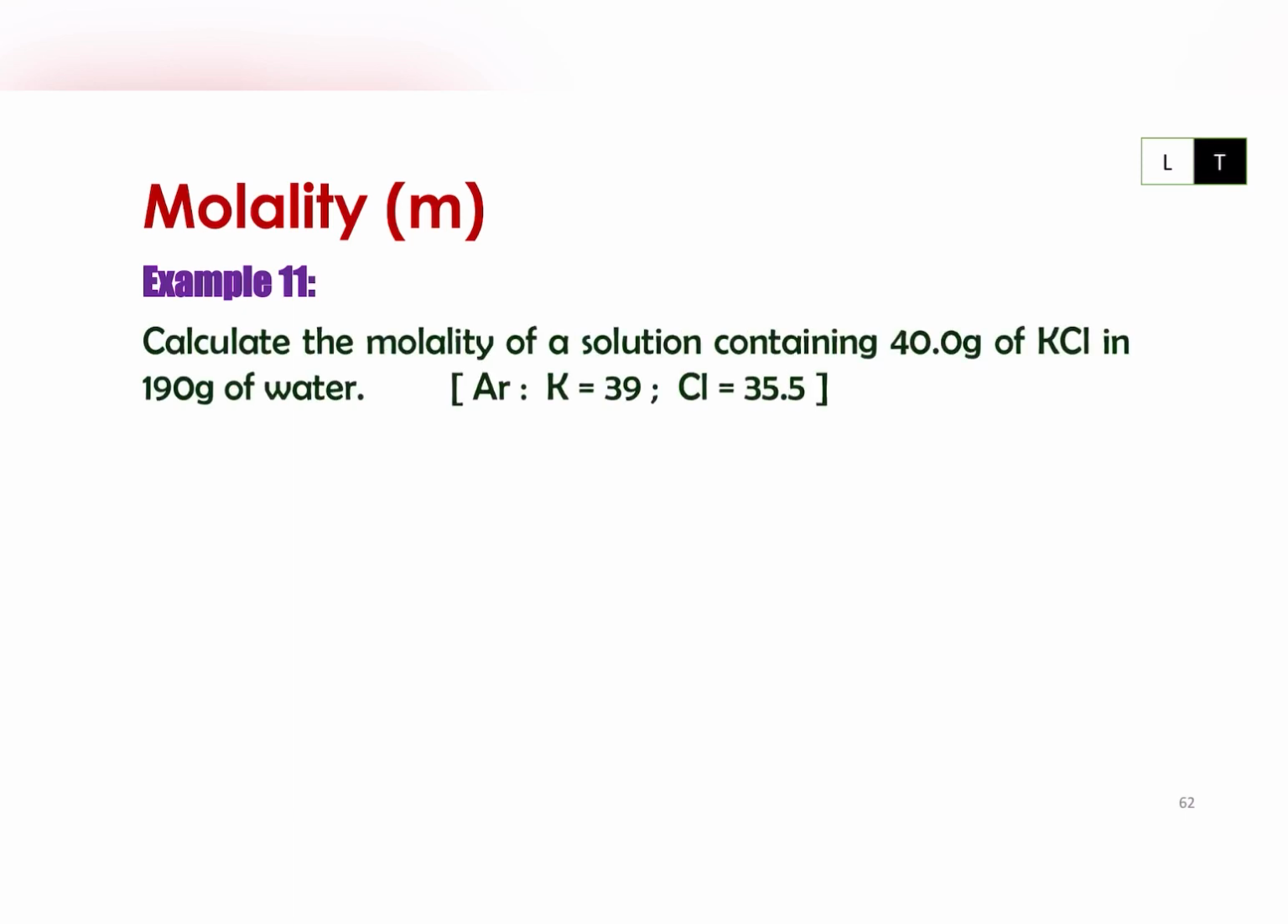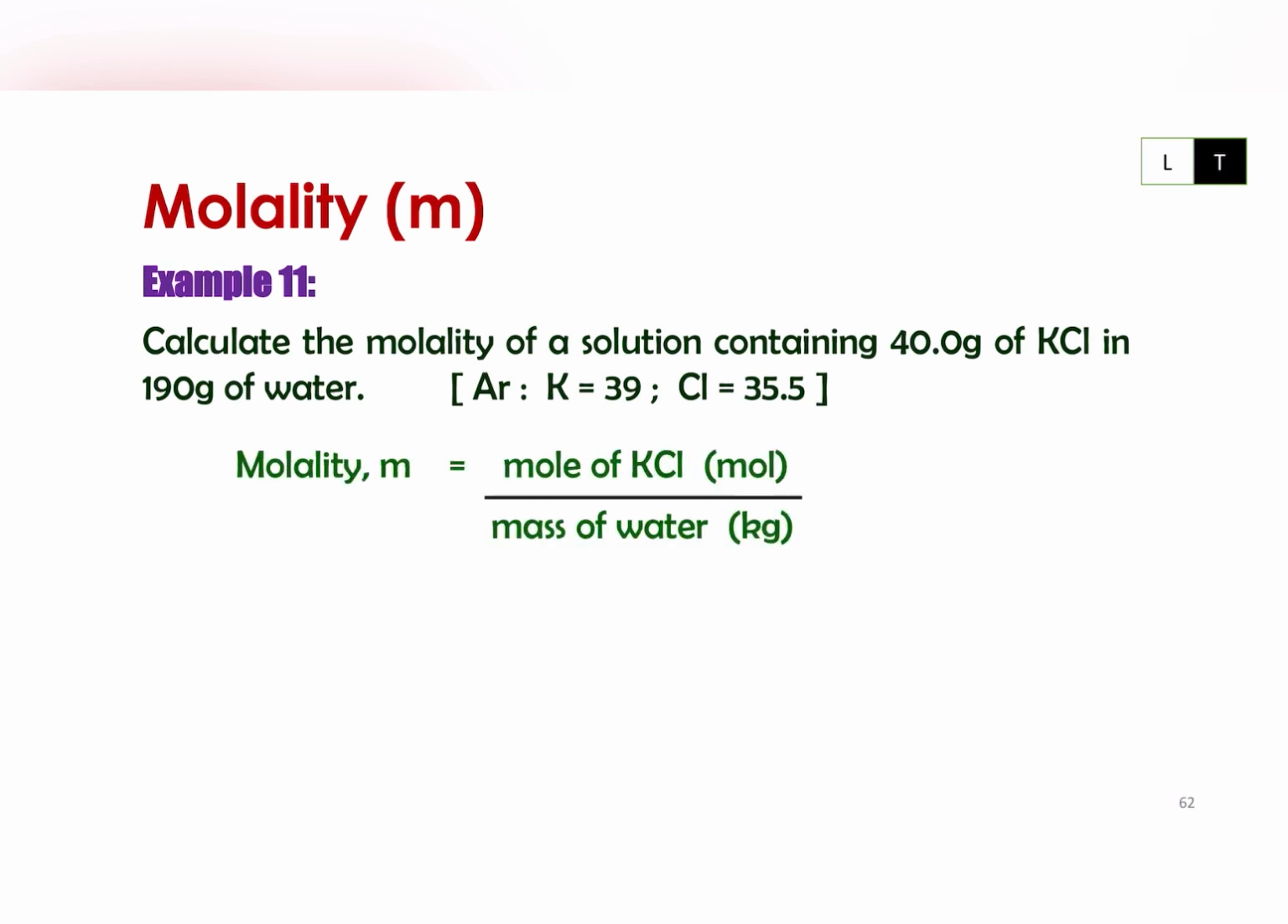I have example 11 where I need you to calculate the molality of a solution containing 40.0 gram of KCl in 190 gram of water. In order for you to do that, you know there is a simple formula for molality. So this is the formula for molality. In order for you to determine the mole of KCl, you need to find the number of mole based on its mass. So you have 40.0 gram of KCl. Divide by its molar mass, and you will have the value for the number of mole.